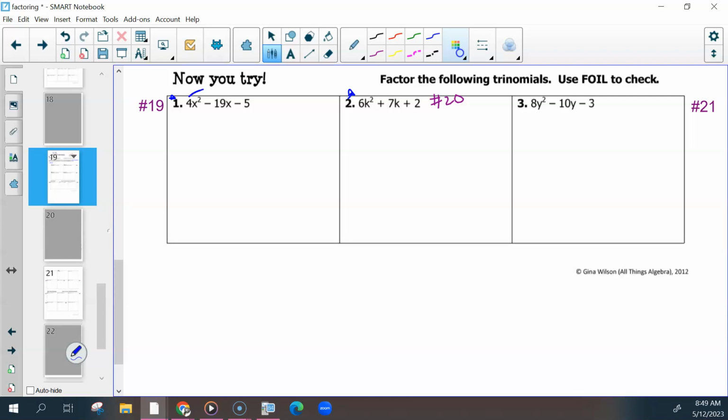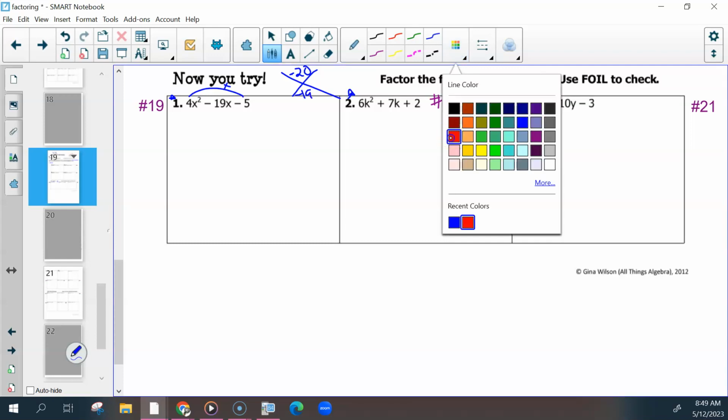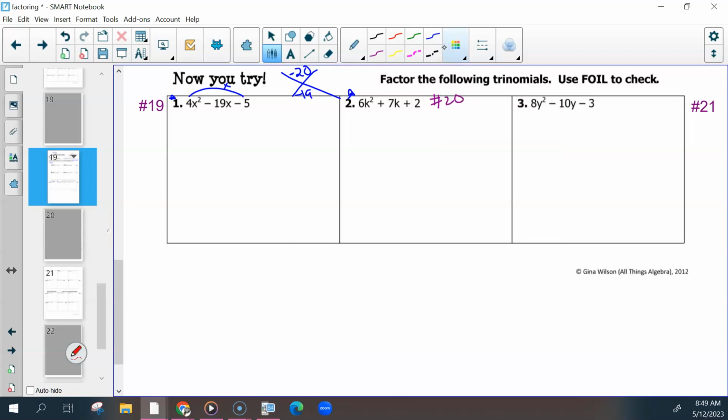Then multiply 4 and negative 5. So when we multiply that, that would give us negative 20. So we're looking for two numbers that multiply to be negative 20, but add to be negative 19. So think about your factors of 20. What times what would give you 20? And then because it's negative, one of them will have to be negative, and they have to add to be negative 19.